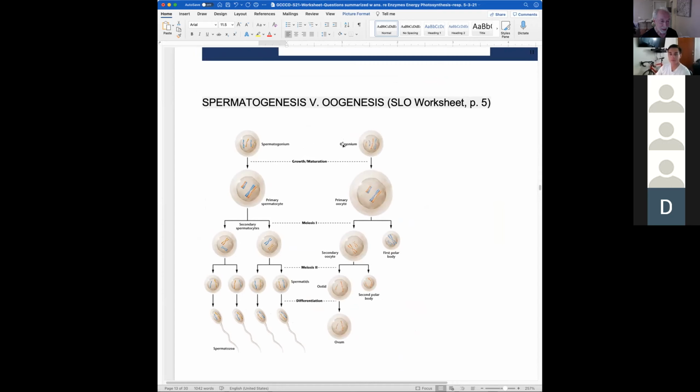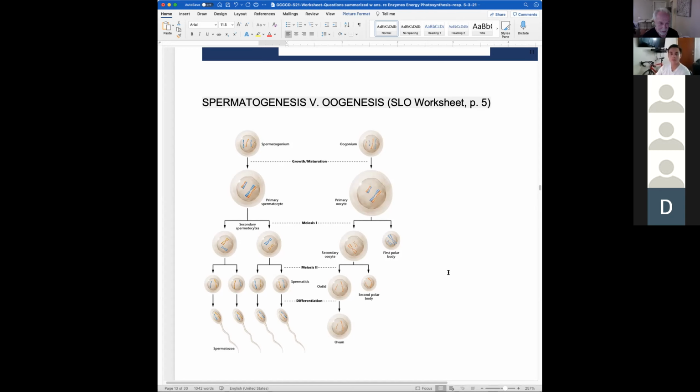Now, if we compare that to oogenesis, you start with an oogonium, again, a diploid cell, and it goes through meiosis 1 and meiosis 2, and you end up with 1 egg and polar bodies. So the question arises, why are there polar bodies? Why don't we end up with 4 viable eggs?